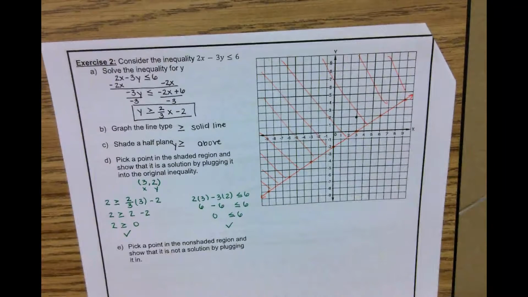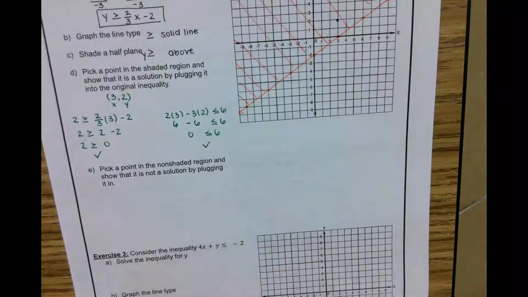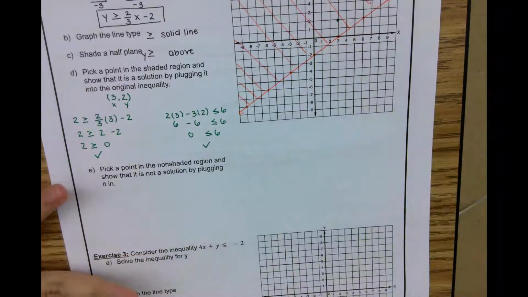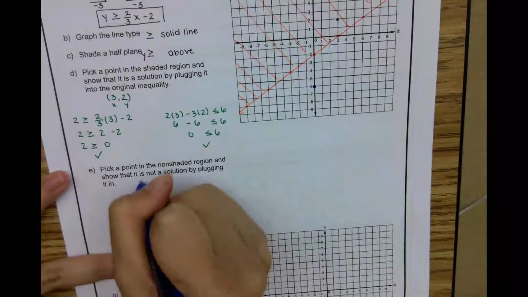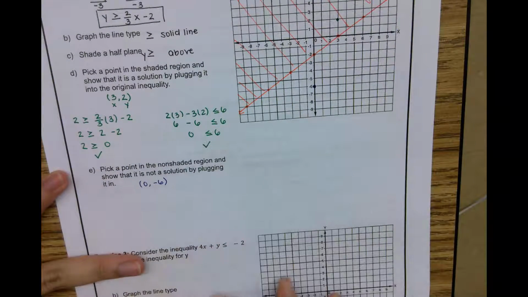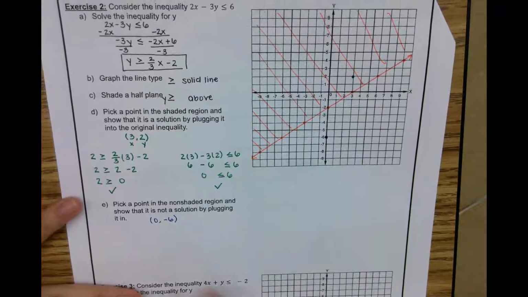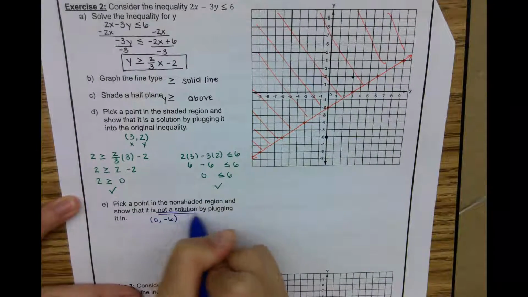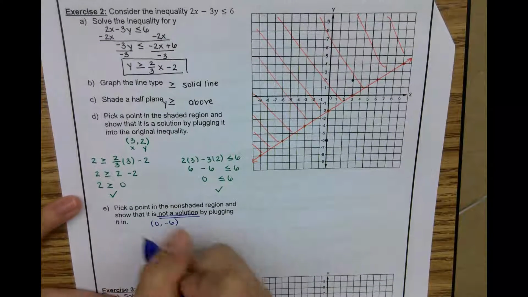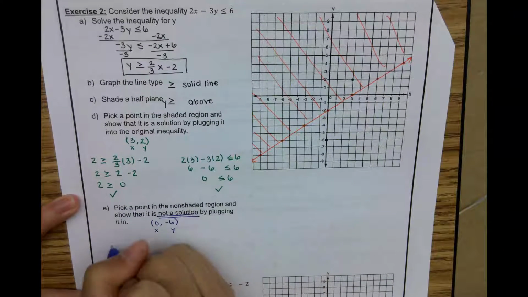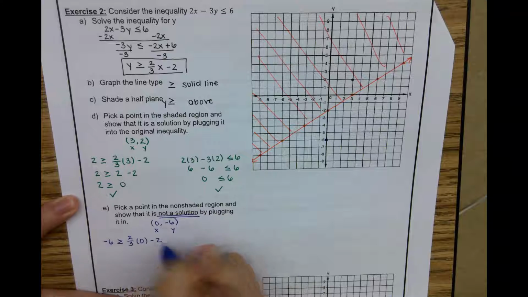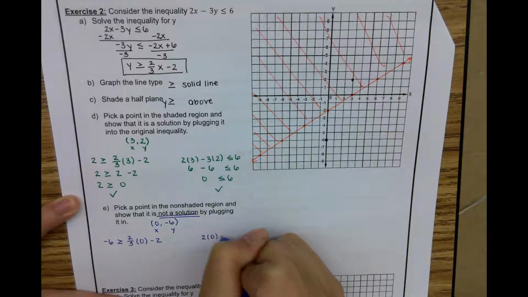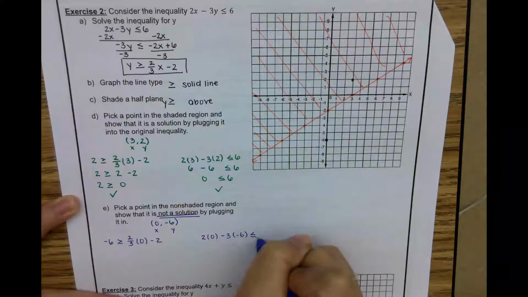And then I want to do it one more time, but this time I want to show that these are incorrect. So I'm going to pick another point. Let's say I pick this point here. It's not shaded. I'm going to pick 0 comma negative 6. I'm going to plug it in to show that it is not a solution, so I should get a false statement. Plugging this in, negative 6 greater than or equal to 2/3 times 0 minus 2. I'm also going to do it to the original, and I should get false statements.